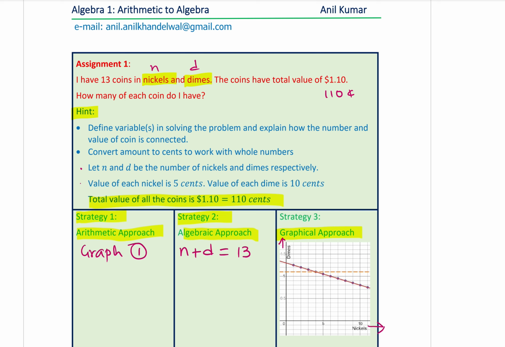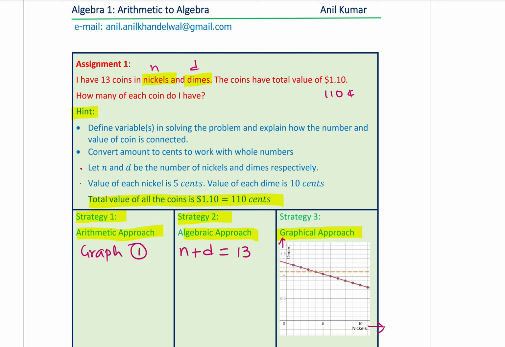Correct? And when we know that the sum is 13, that is to say, if I take one nickel, then there will be 12 dimes. Correct? If I take two nickels, then that will be 11. So we have these numbers here, right? These numbers are associated with the value of the thing, correct? So we have a scale here.